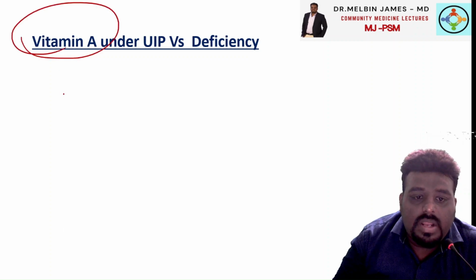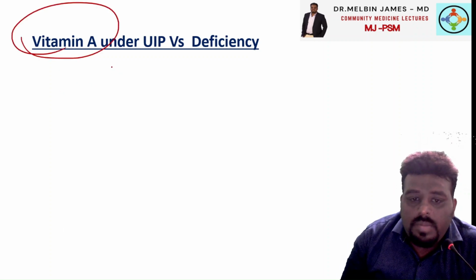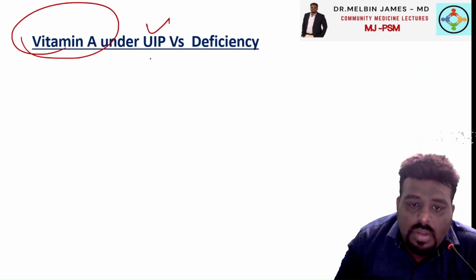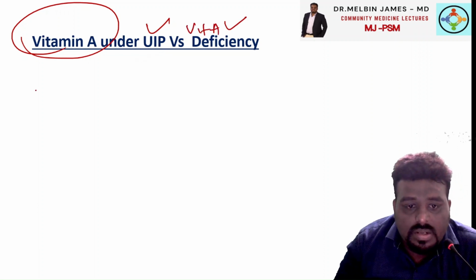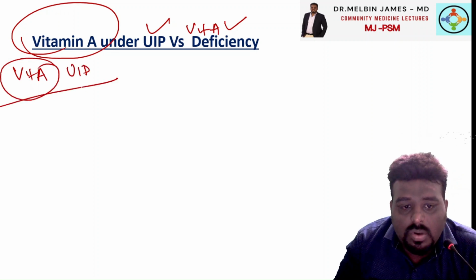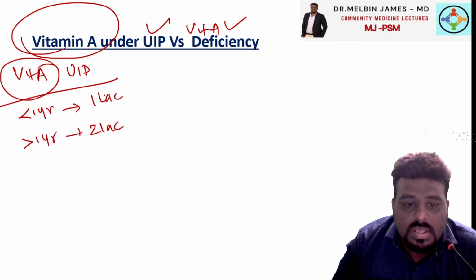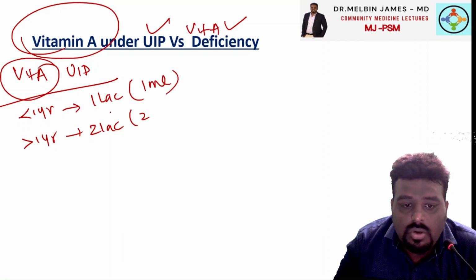Now coming to vitamin A. Many people get confused between vitamin A under the UIP and vitamin A deficiency. Both are different in terms of treatment. In the case of vitamin A under the UIP, we give 1 lakh international units for less than 1 year and 2 lakh international units for more than 1 year of age. This comes as 1 ml and 2 ml.